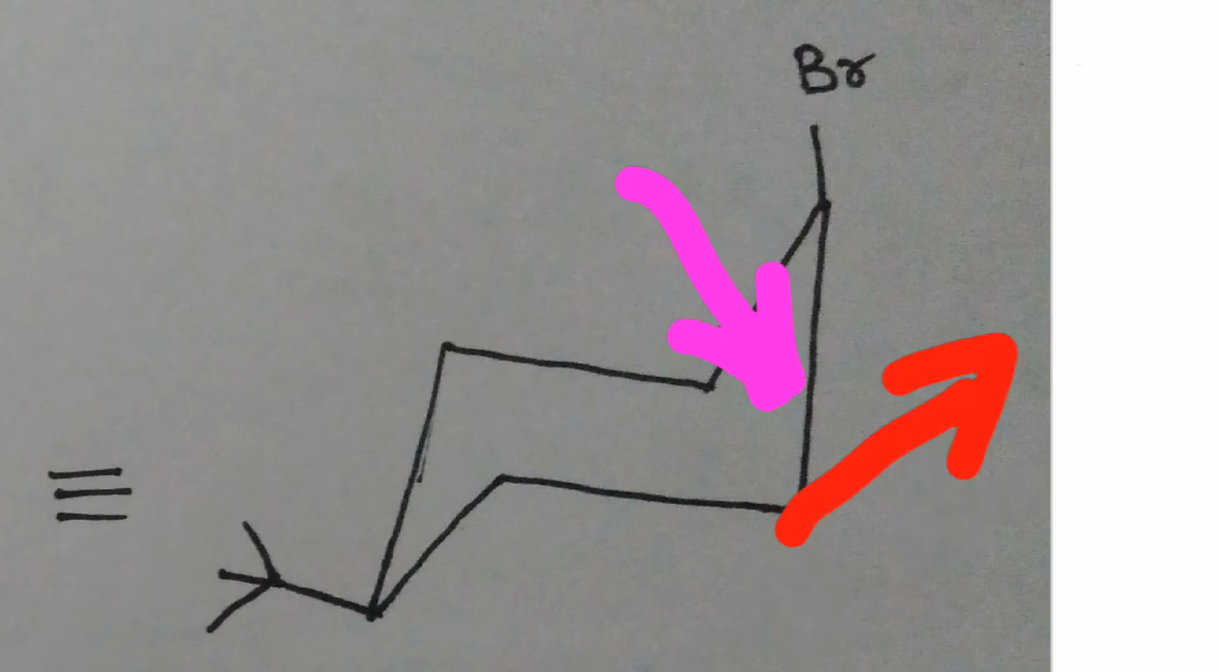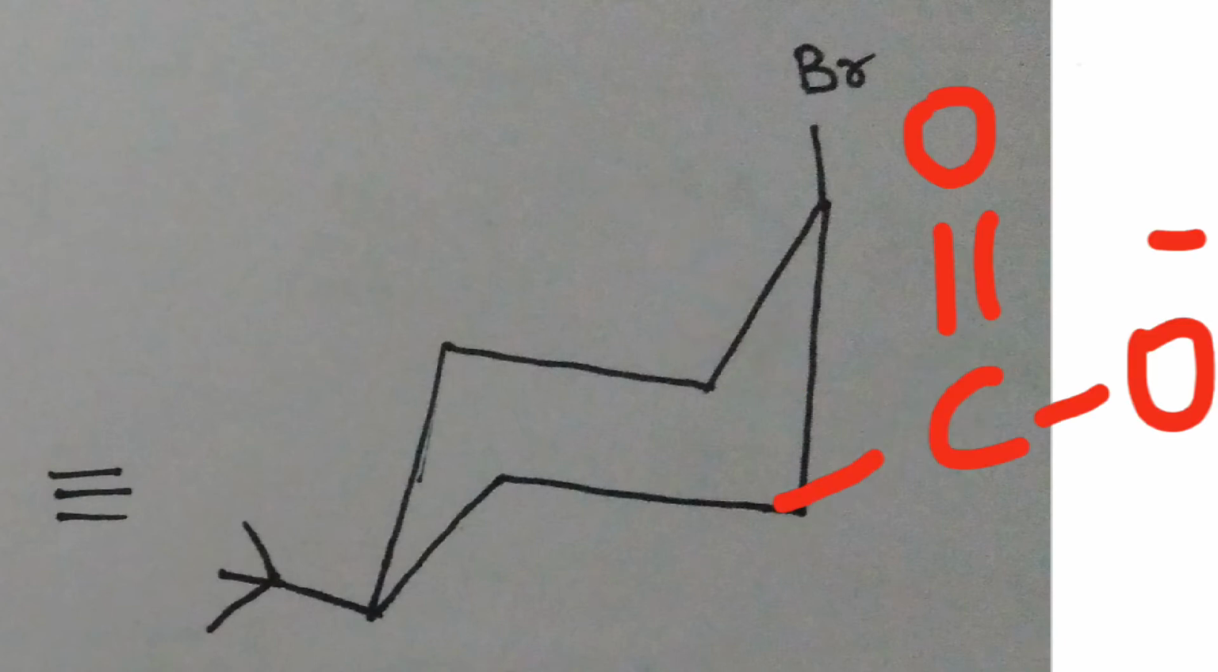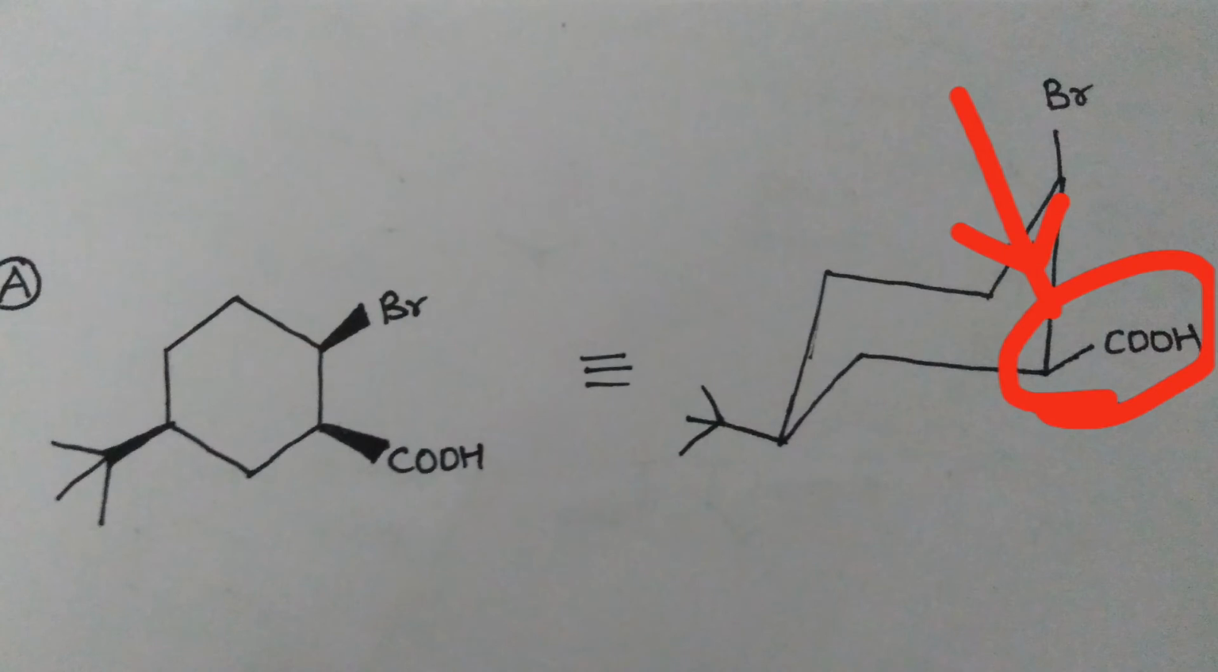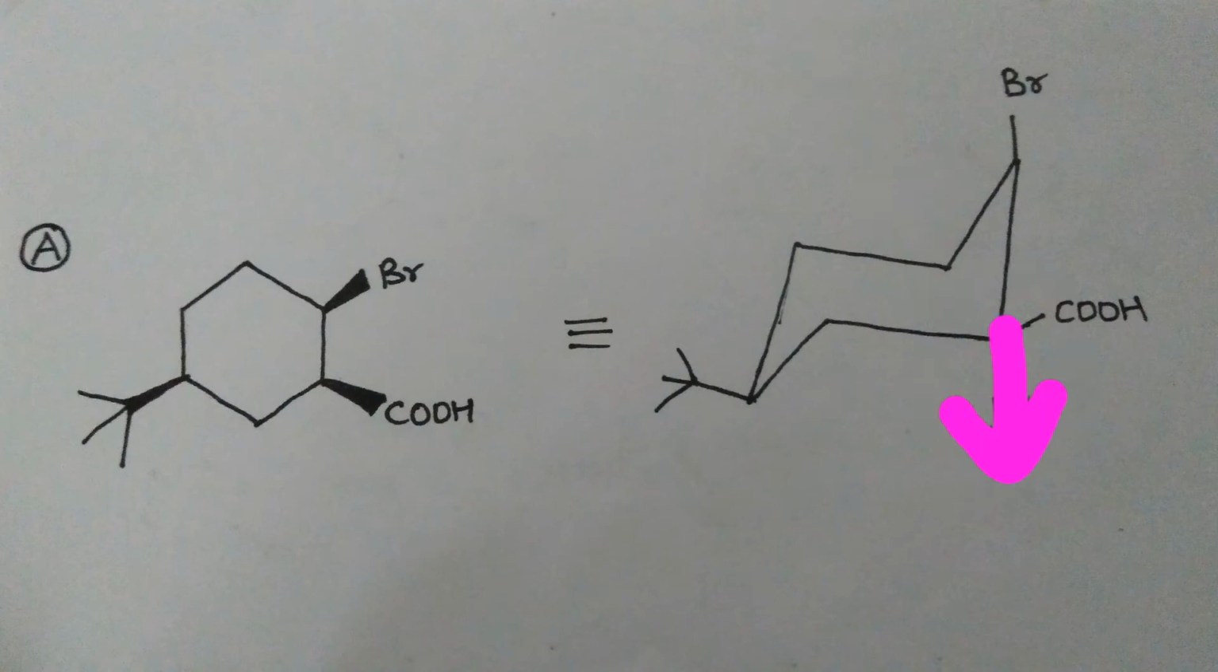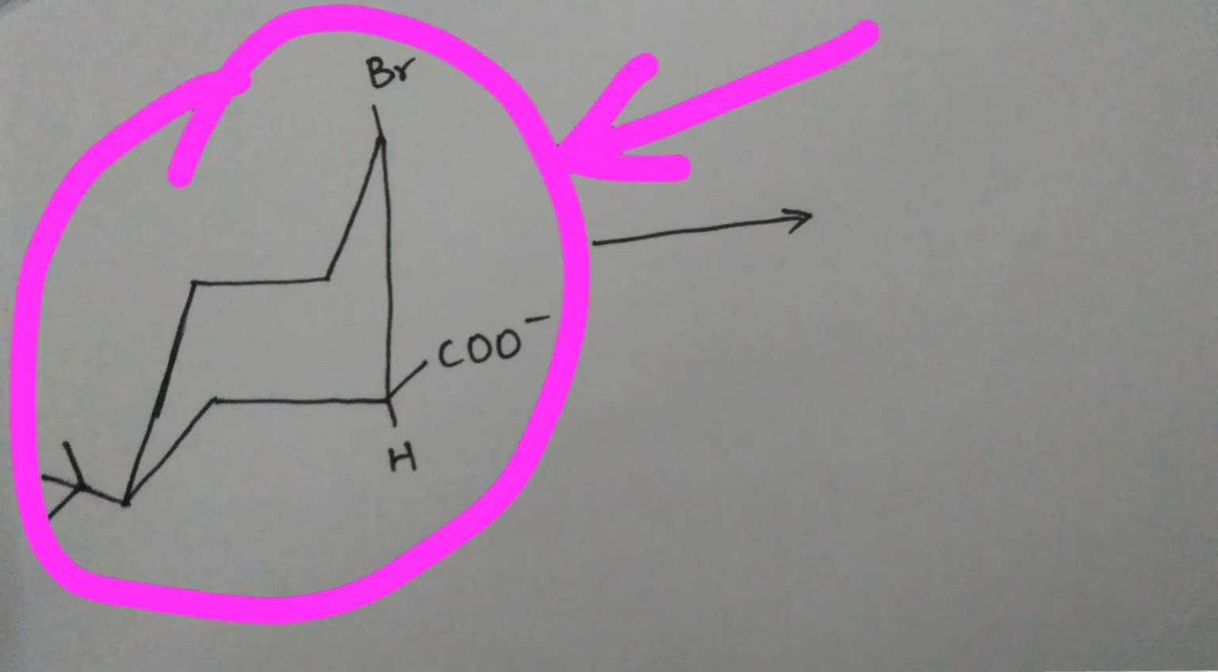Since the stereochemistry here is above the plane of the paper, that means the carboxylic acid group is placed in the equatorial position as shown here. And now we should know that there is a hydrogen in the axial position over here, which is below the plane of the paper. So this is the chair form.